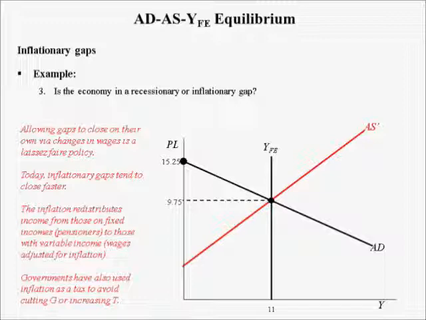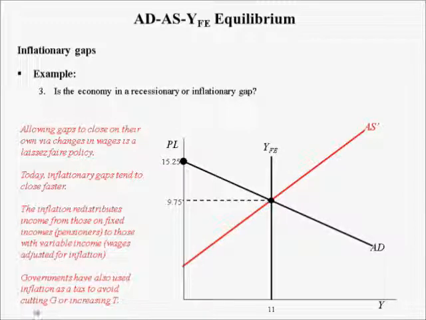Now, governments have also used inflation as a tax to avoid cutting G or increasing T. When governments run big deficits and they print a bunch of money to buy those deficits, well, that's a form of taxation because eventually there's going to be inflation. And we've talked about how inflation can be a tax.